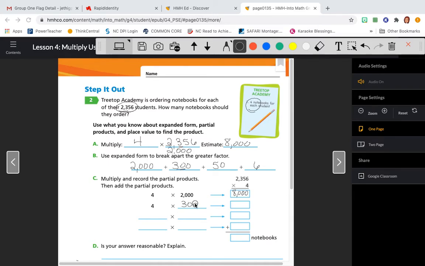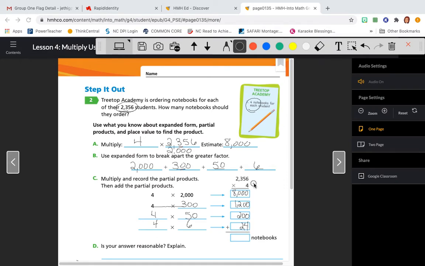So 4 times 300, look at that basic fact of 4 times 3. That's 12 and 2 zeros. Then we have 4 times 50. 4 times 50 is 200. And then we have 4 times our last number, which is 6, so it's 24.